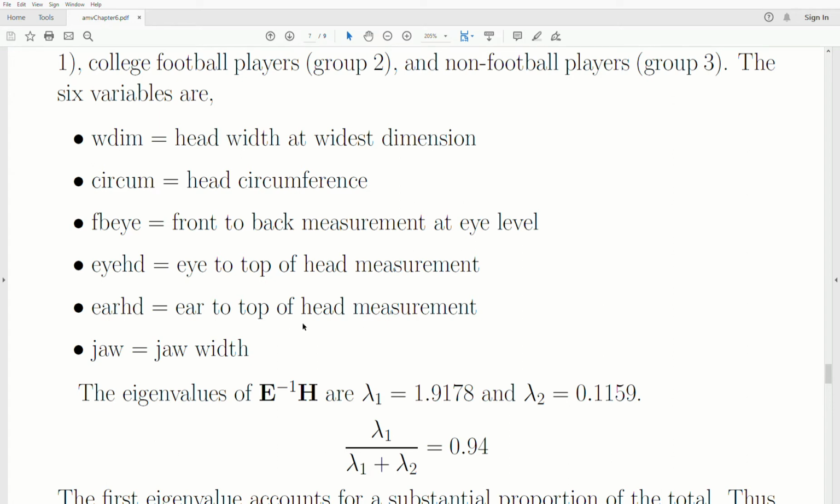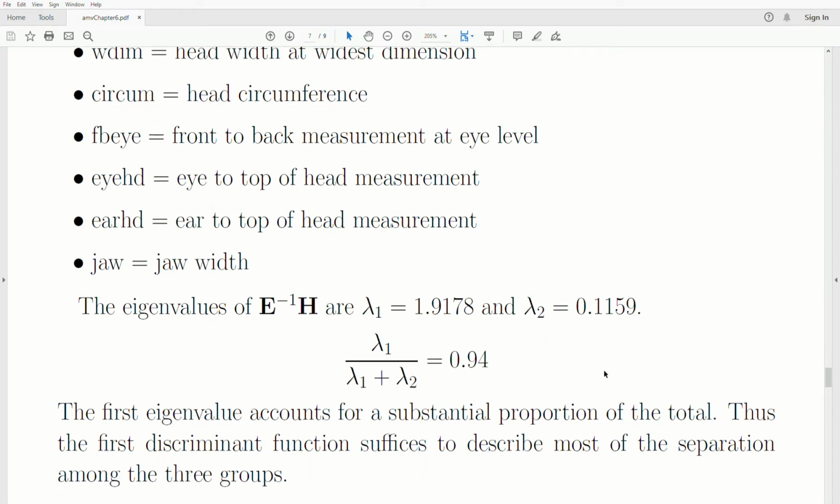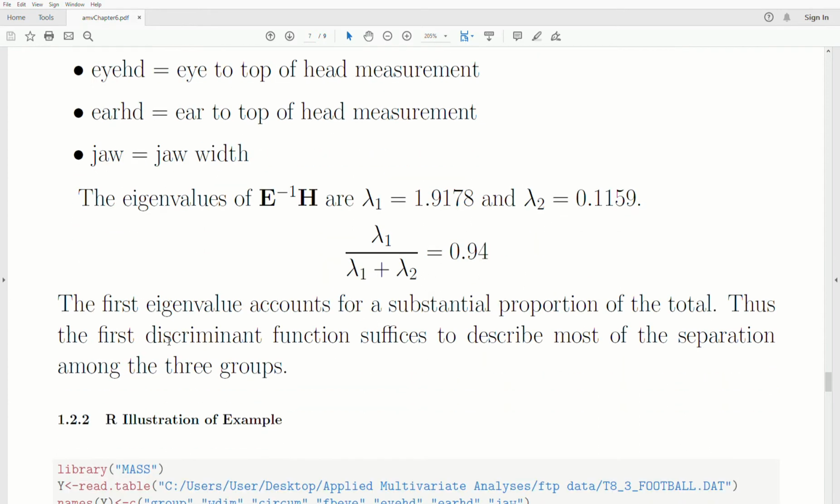And we're going to illustrate this in R, but it turns out that the eigenvalues of E inverse times H are these 2 eigenvalues. So lambda 1 is 1.9 and lambda 2 is 0.1159. So if we use this formula for relative importance, the first eigenvalue accounts for 94% of the total. So really, one eigenvalue is going to be sufficient in our transformation. And when you see the plot at the end of this, you'll go, oh yeah, that makes sense why we only need one. That's it.